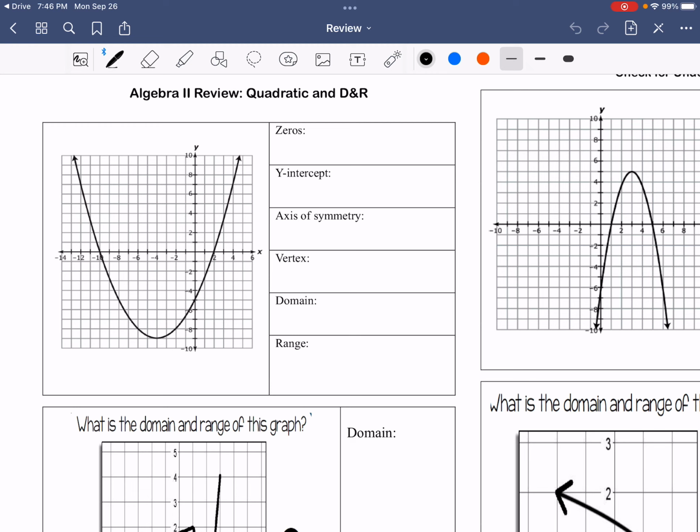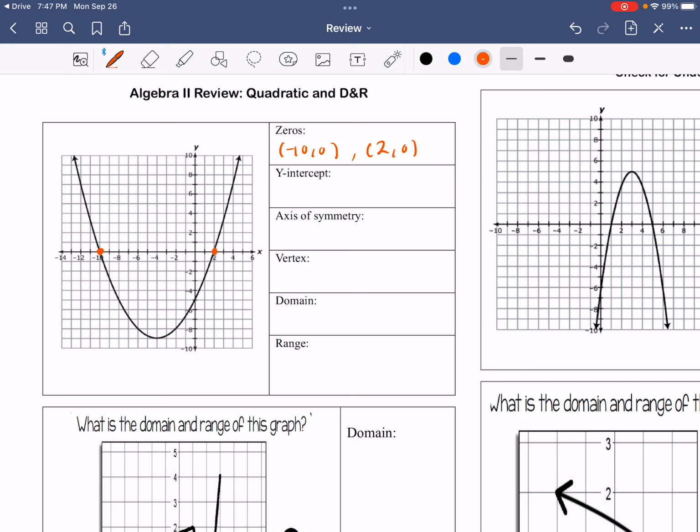So first, we're trying to find all this information here: we've got to find zeros, y-intercept, axis of symmetry, vertex, domain, and range. So let's do this one. It's pretty simple. Now, zeros. Zeros are another name for x-intercepts, which are negative 10 and 2. So it's going to be (negative 10, 0) and (2, 0).